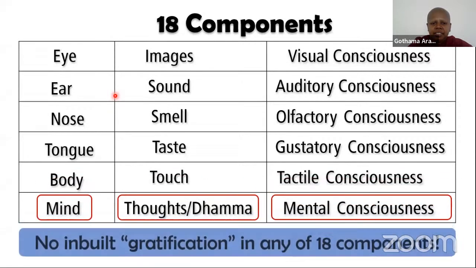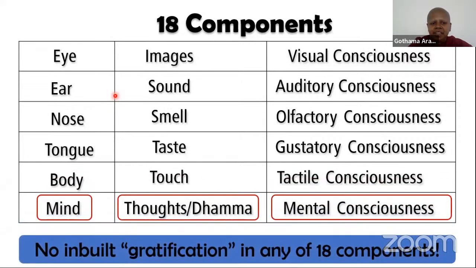So mind thoughts, the mind plays a major role. So there is no inbuilt gratification in any of these 18 components. If there's no gratification in these 18 components, will there be any suffering in them? No. Then how do we get the suffering? That's the problem. We create it by ourselves.